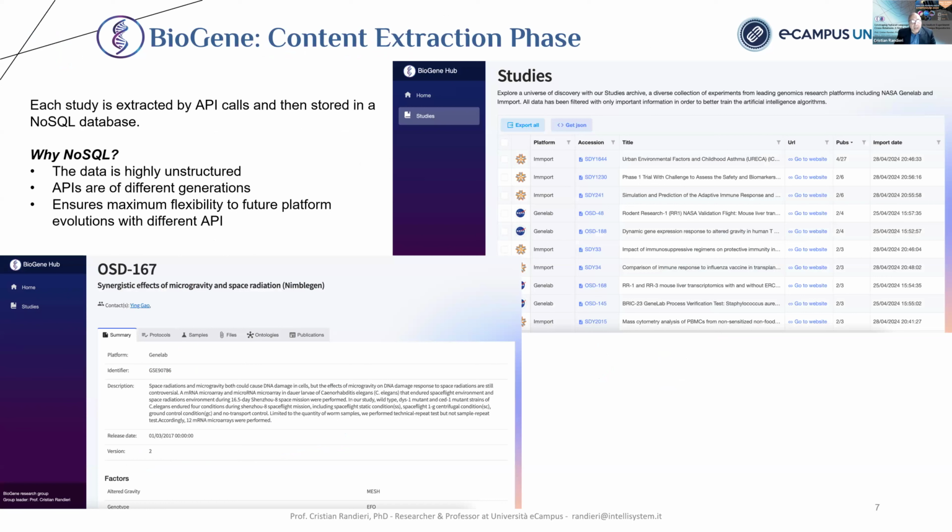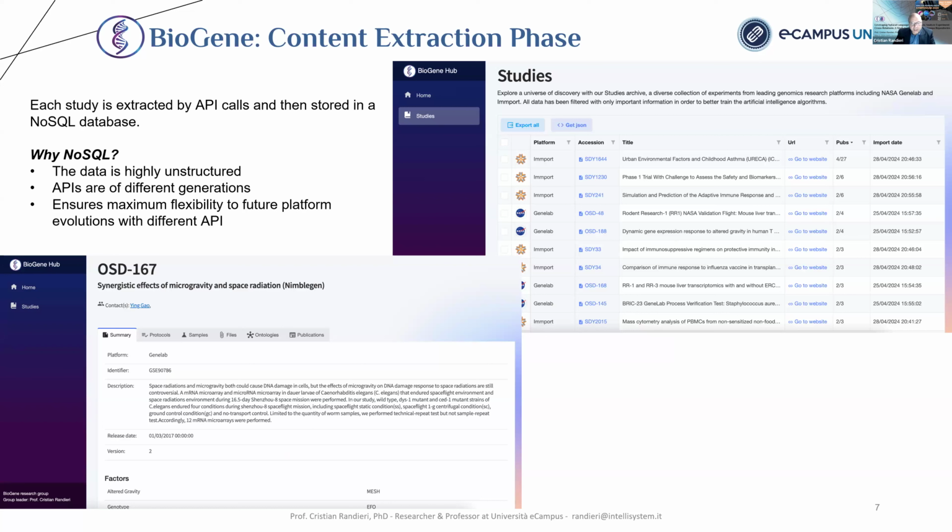So the context extraction phase, as I said before, adopts API calls to each repository in order to catch the text from each experiment and store it in a NoSQL database. Why did we choose the NoSQL database? Essentially because the data contained in these platforms are highly unstructured, and also the APIs are of different generations. And this assures us maximum flexibility for future platform evolution with different APIs.